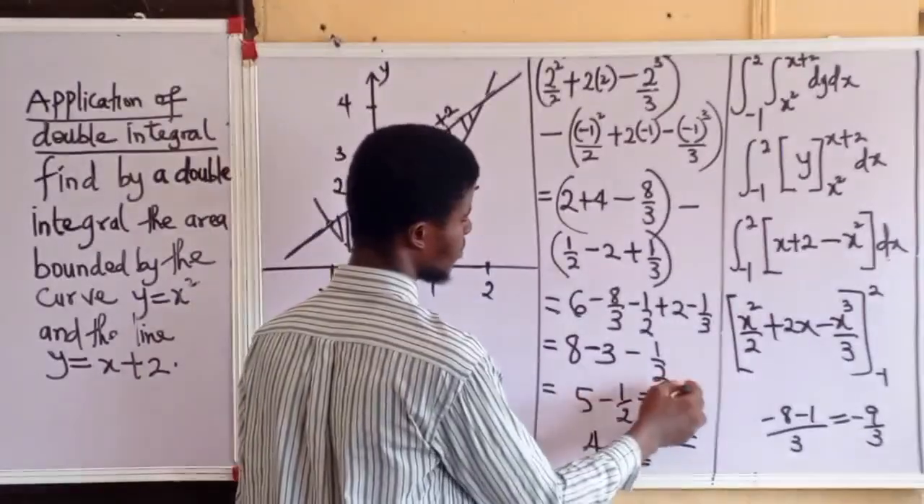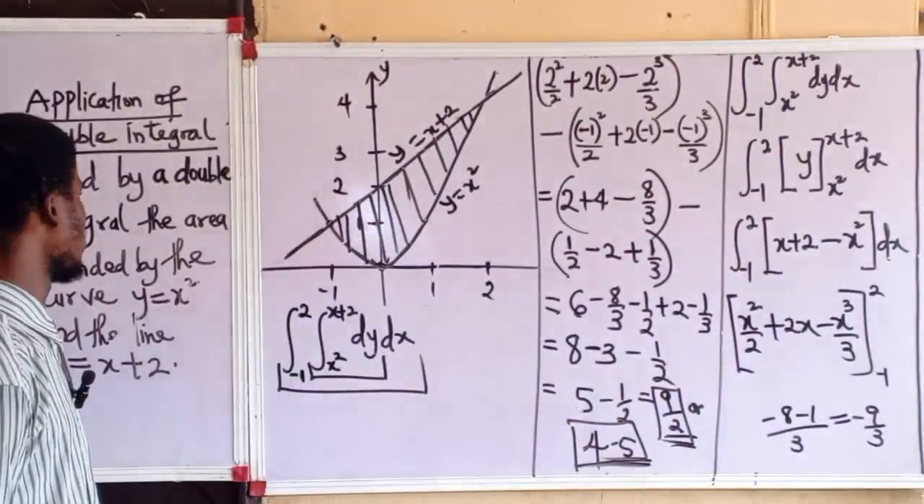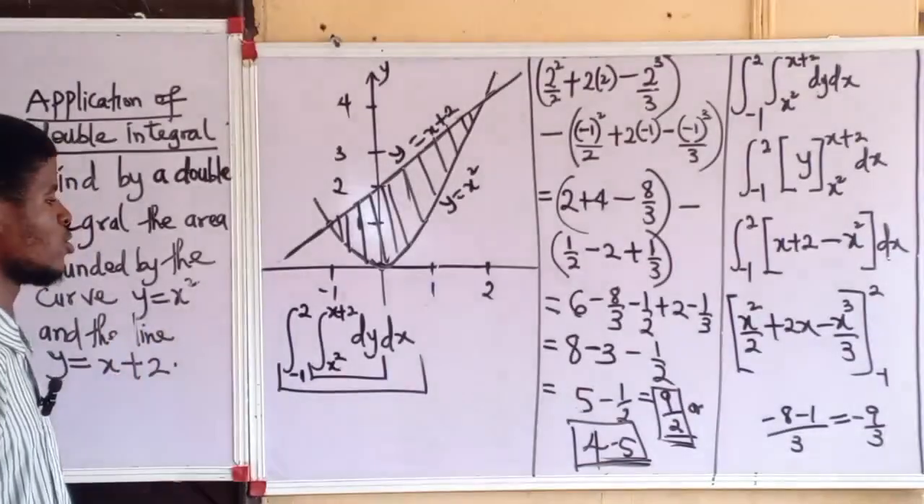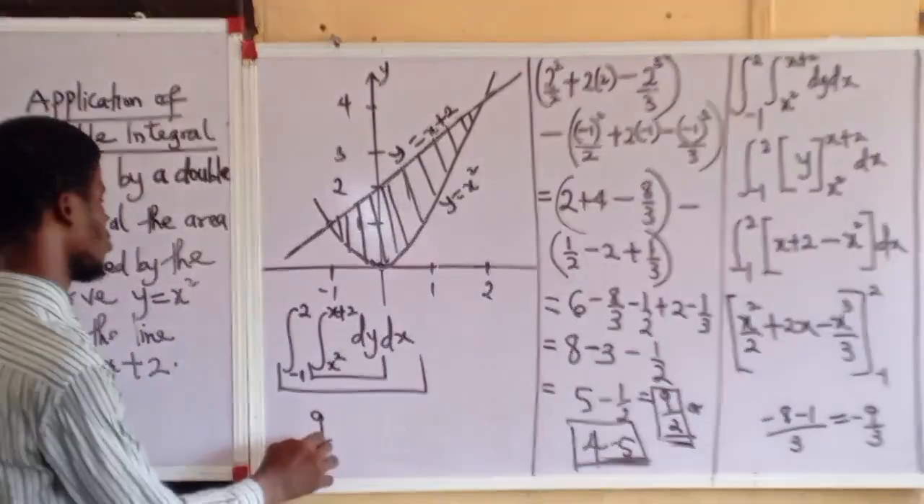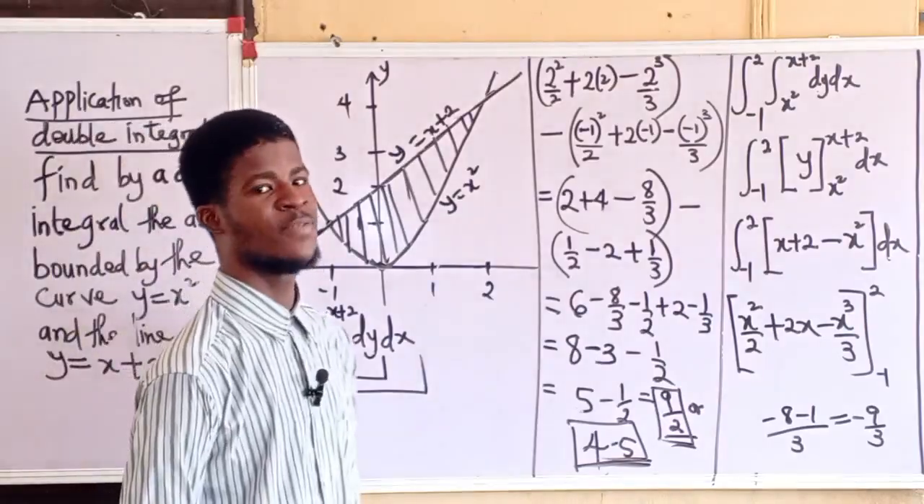This is it. So the area bounded by the curve, y equal to x squared, and the line, y equal to x plus 2, is 9 over 2 squared units. Alright. So this is it for this particular problem.